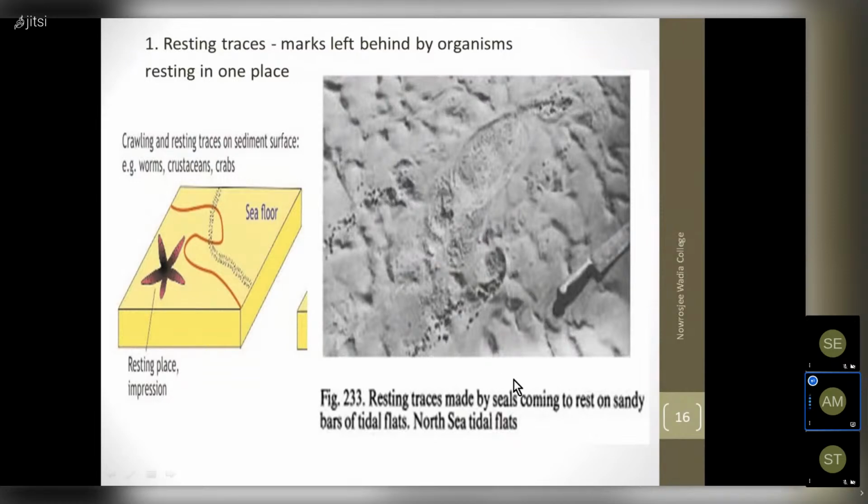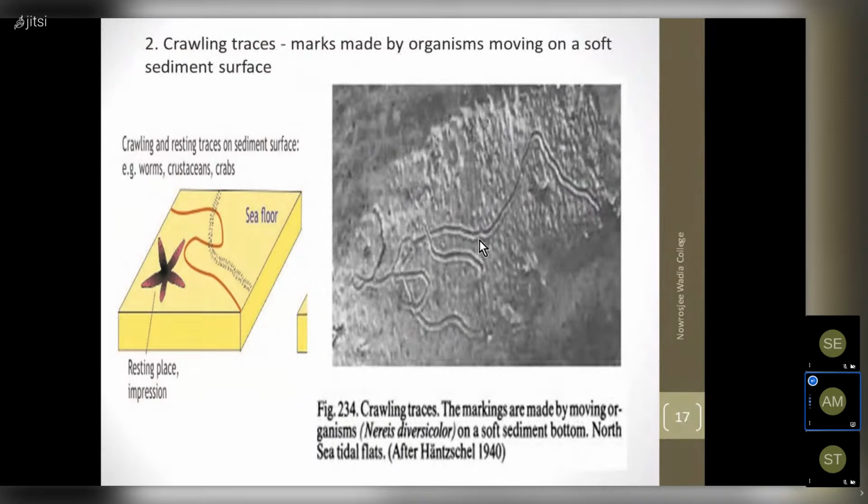The first one is resting traces, which are nothing but marks left behind by organisms resting in one place. As we can see here, some resting traces made by seals coming to rest on sandy parts of tidal flats. The second one is crawling traces, which are marks made by organisms moving on soft sediments, as we can see here, like a snail, for example.